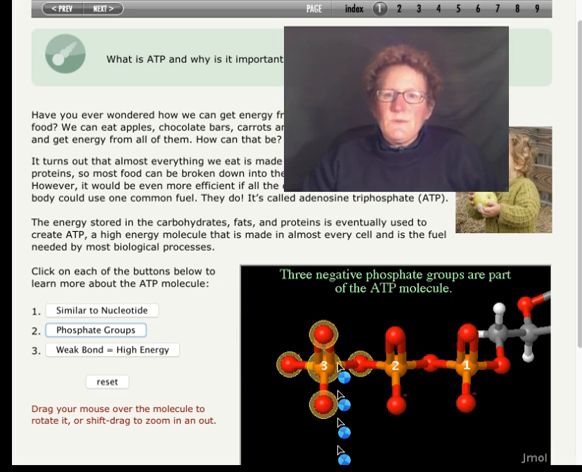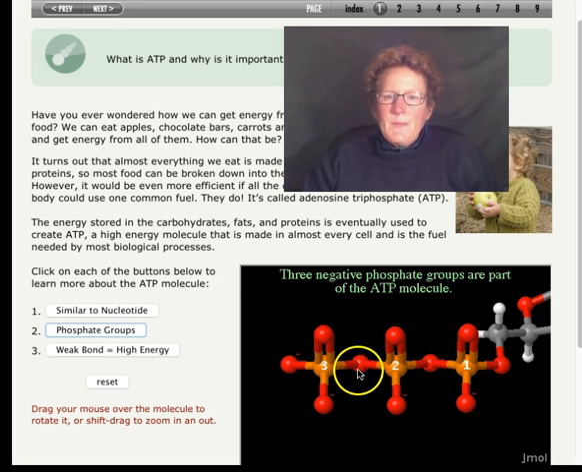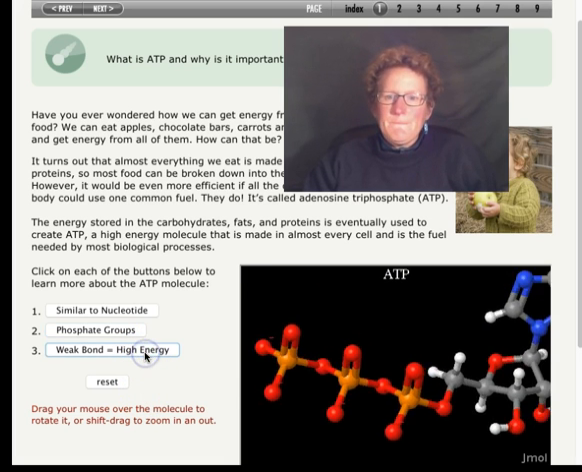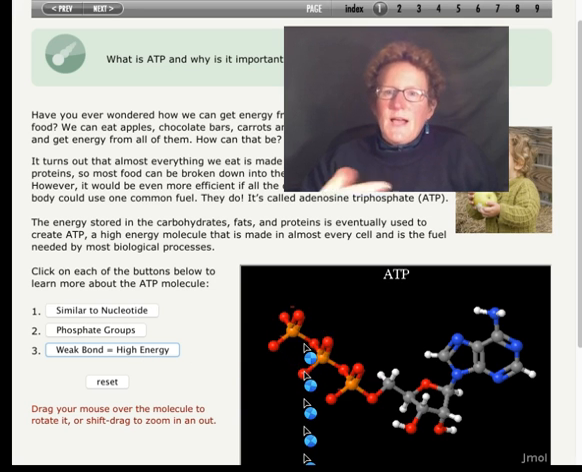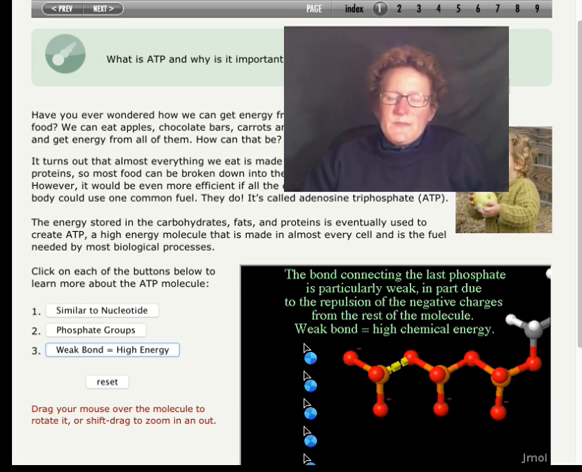It's the last one that we're interested in because of the bond between number 2 and number 3. There's a bit of a repulsion because they're negative. The weak bond right here means it's high energy. So when you break this bond, energy is released.